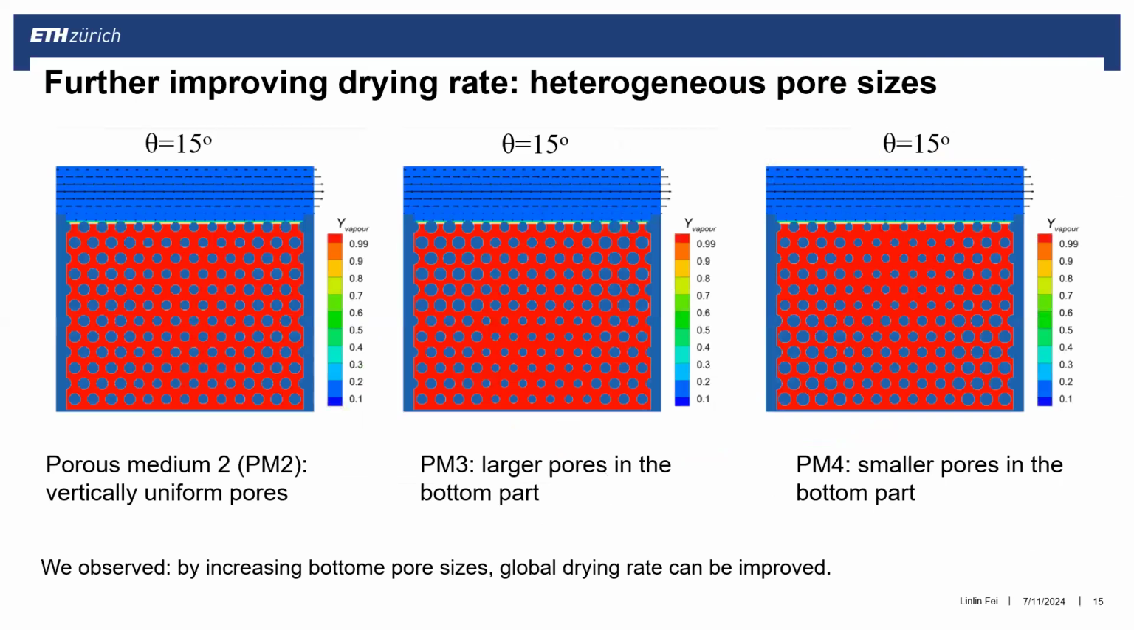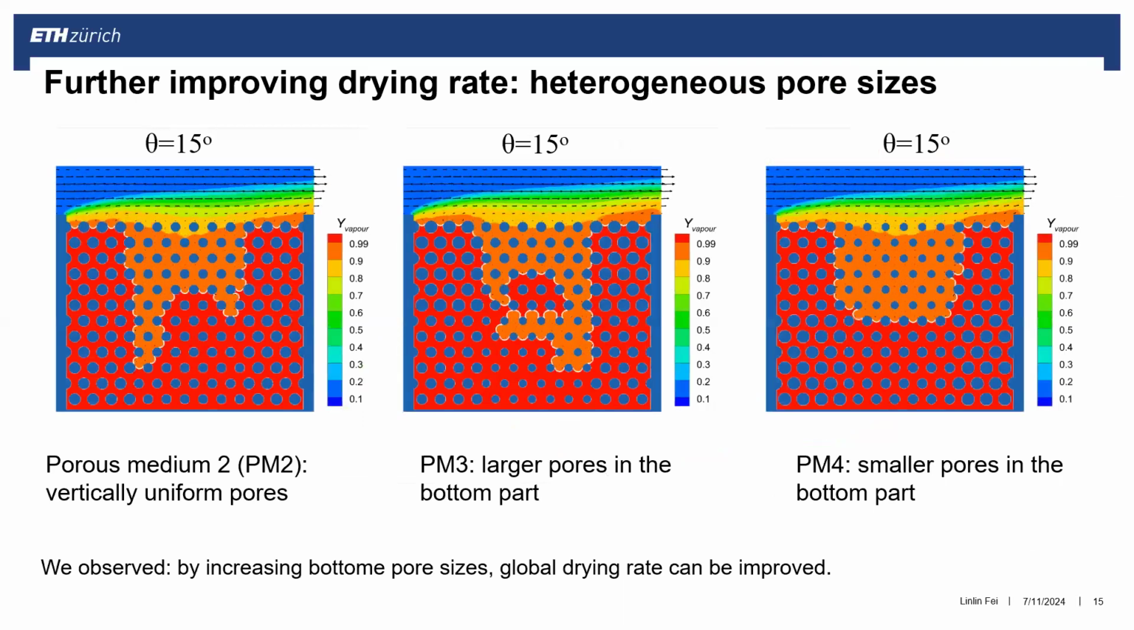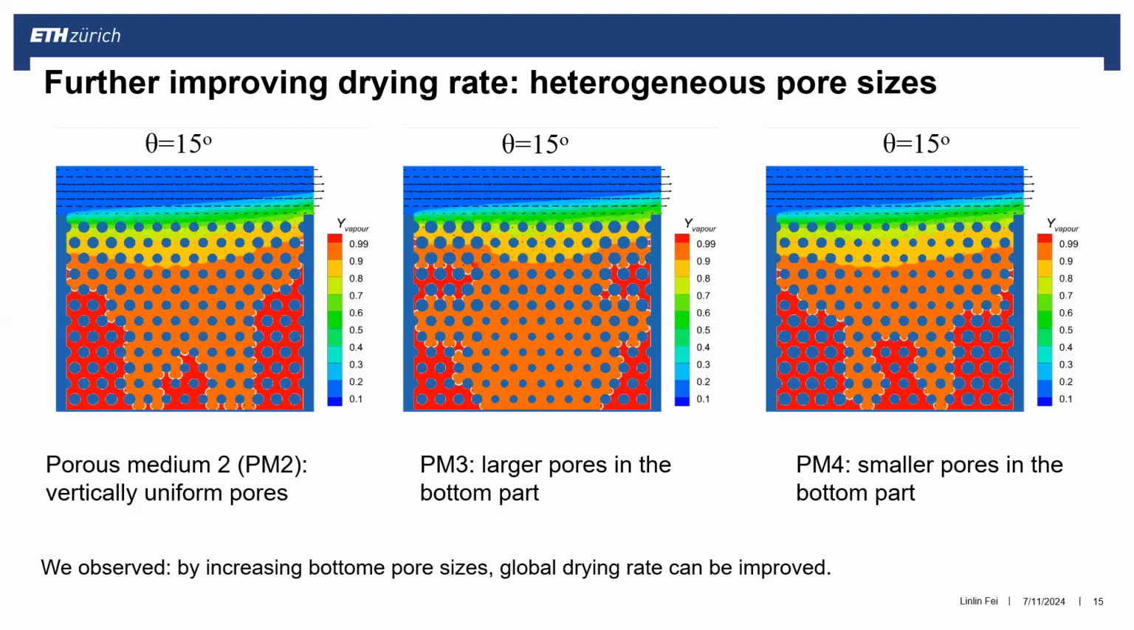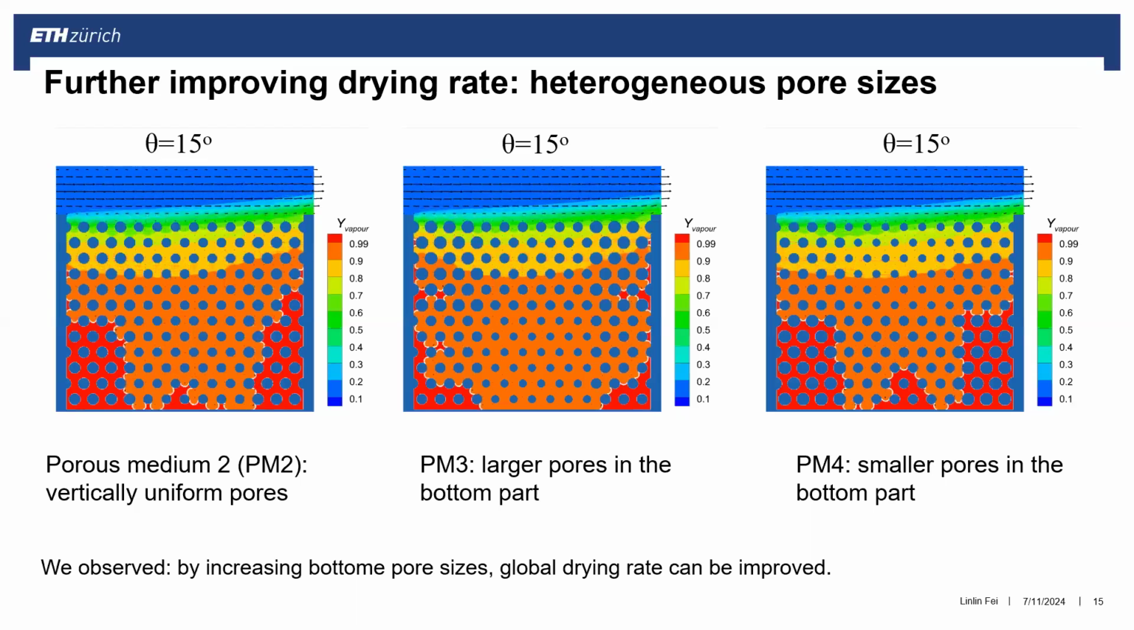Then let's look at another case. Now we have a uniform contact angle throughout the system, but we have different pore size. Here we have vertically uniform pore size. Here, let's look at the bottom. We have smaller cylinders, therefore we have larger pore size in the bottom. But here we have smaller pores in the bottom part. In the end, you can see the residual mass here is less than the other two cases, which means that by increasing the bottom pore size, the global drying rate can be improved.